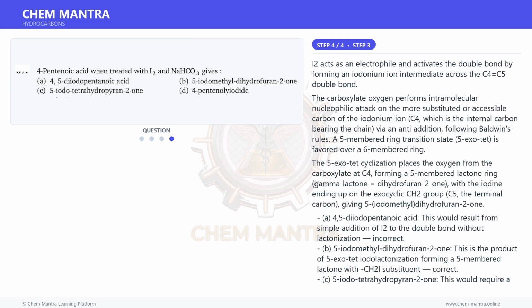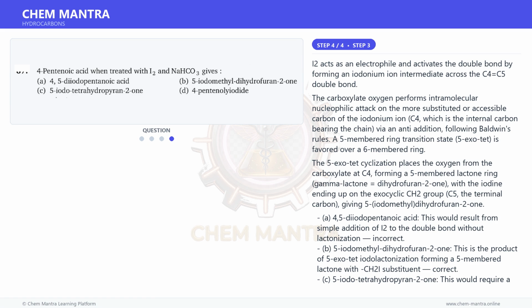And for the final step, I2 acts as an electrophile and activates the double bond by forming an iodonium ion intermediate across the C4=C5 double bond. The carboxylate oxygen performs intramolecular nucleophilic attack on the more substituted or accessible carbon of the iodonium ion, C4, which is the internal carbon bearing the chain, via an anti-addition, following Baldwin's rules. A 5-membered ring transition state, 5-exo-tet, is favored over a 6-membered ring.